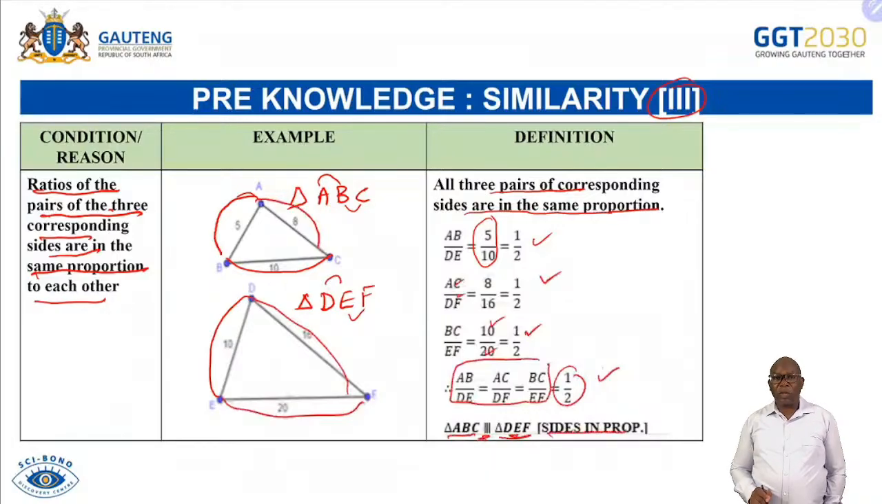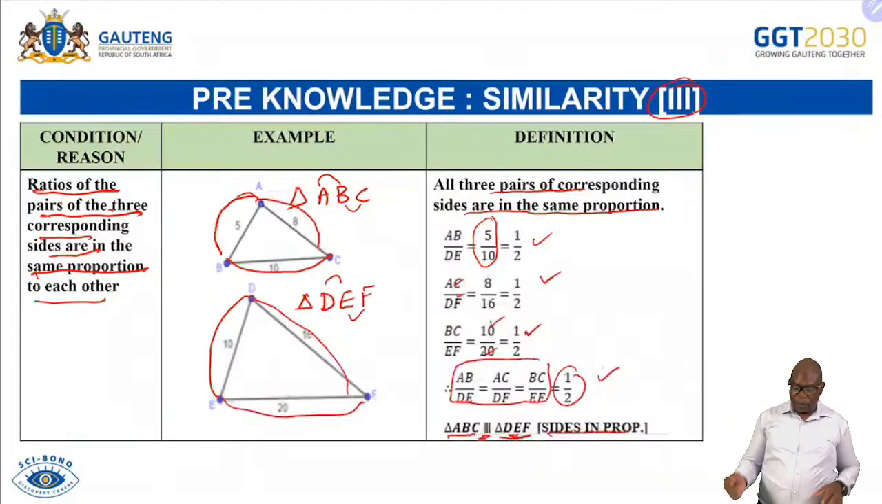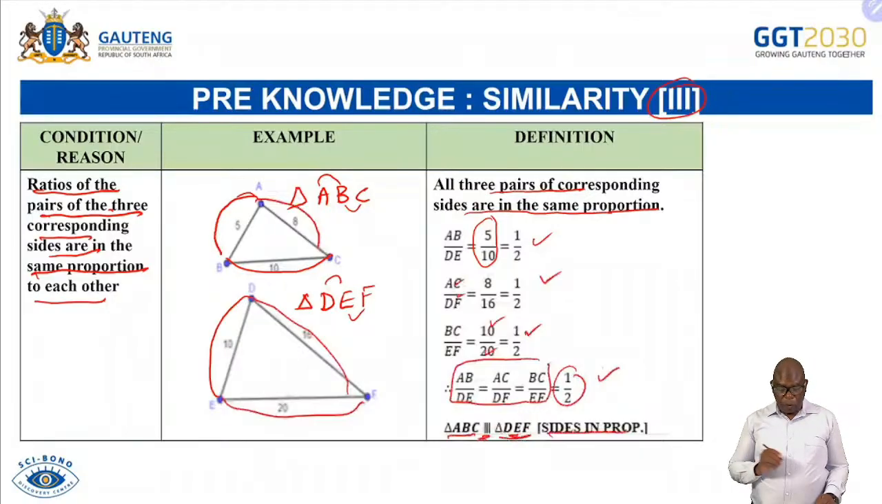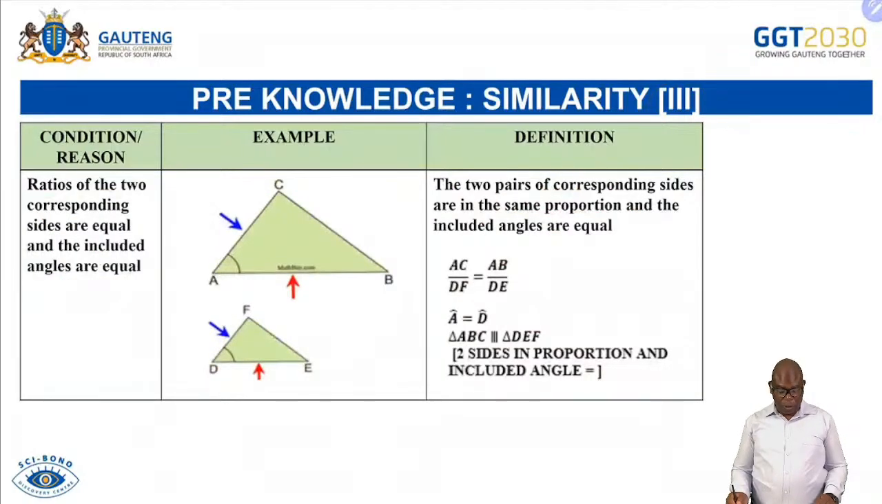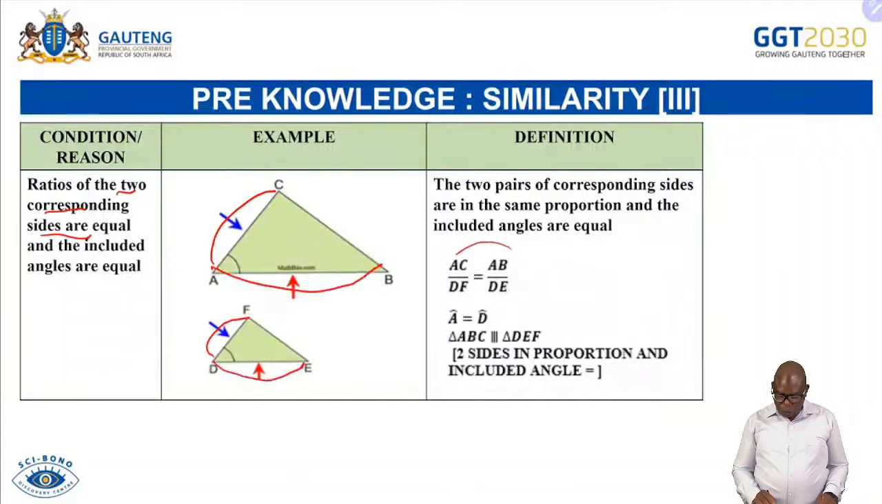The reason here is no longer equiangular, it's sides in the same proportion. Okay, right. So that should also be one of the conditions for similarity, right? When you show that, those two are similar. In the last one, ratios of two corresponding sides are equal. In other words, AC over DF is the same as AB over DE.